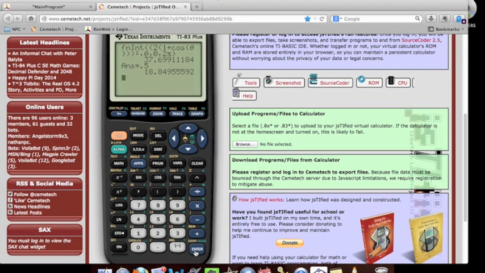Notepad++ would have colored parentheses. Random fact.